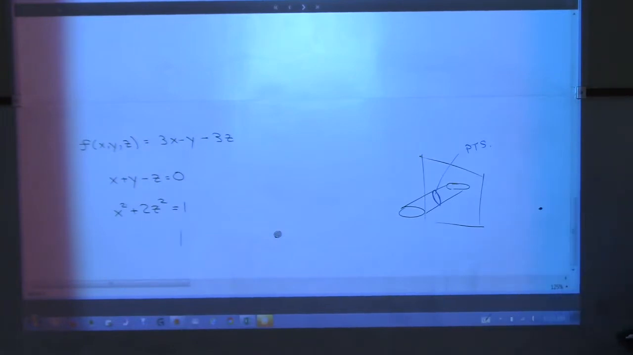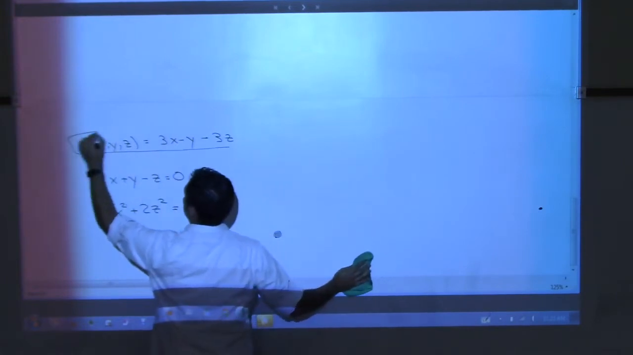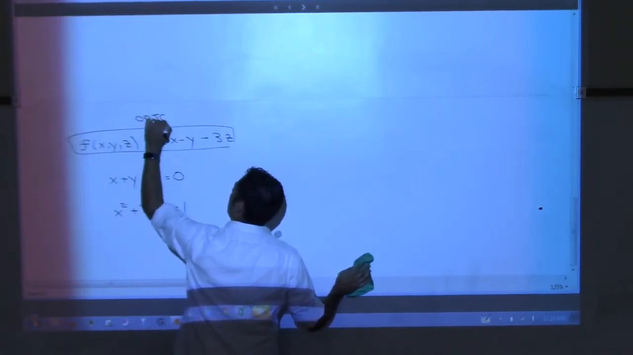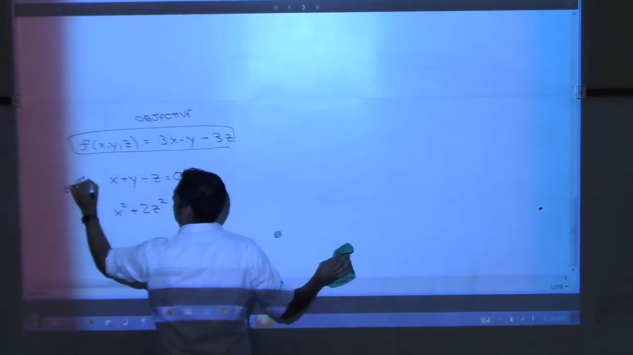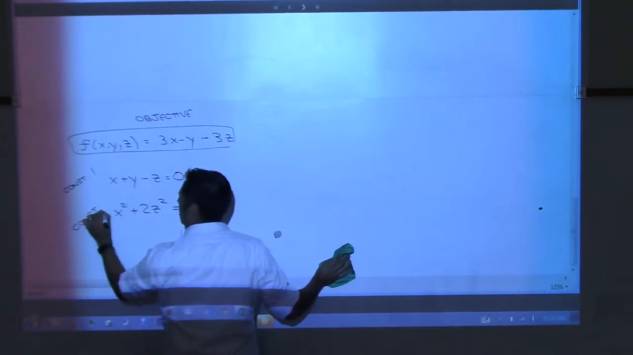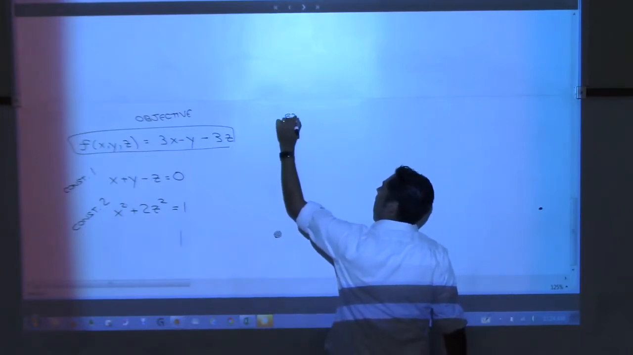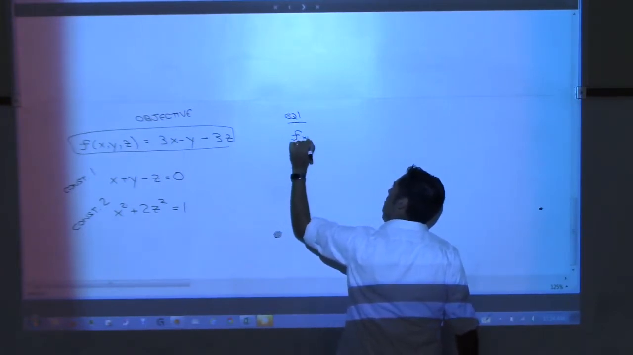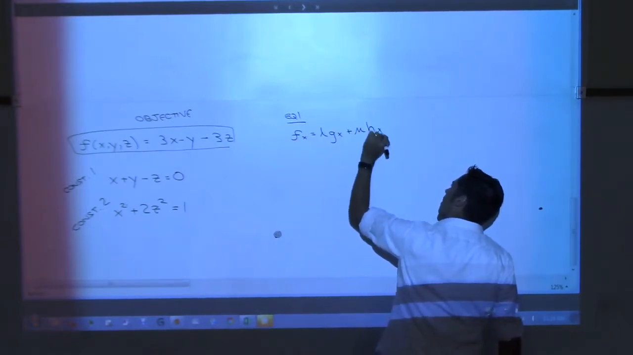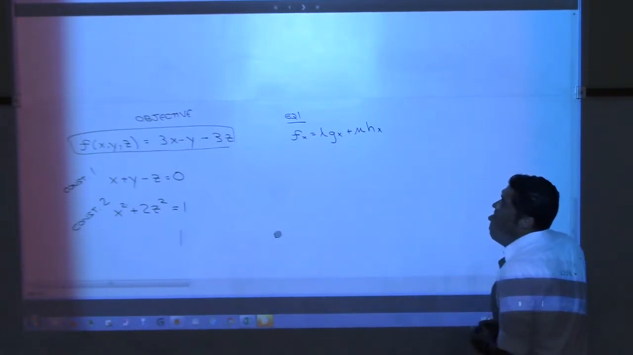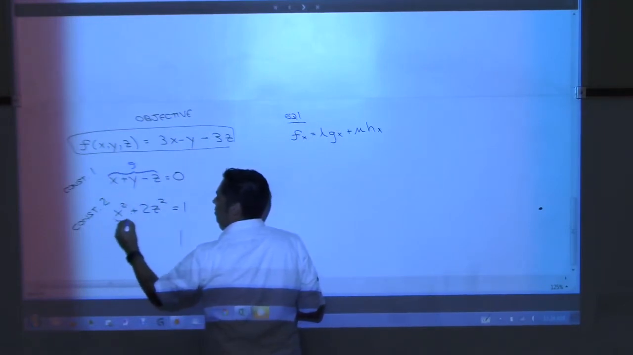All right, well, let's set it up. We have our objective function, right? This is the objective. And then this is constraint 1, and this is constraint 2. So we're going to need 5 equations. The first equation is partial of f with respect to x equals lambda partial of g with respect to x plus mu partial of h with respect to x. I'm going to let this piece right here be our g, and this piece right here be our h.